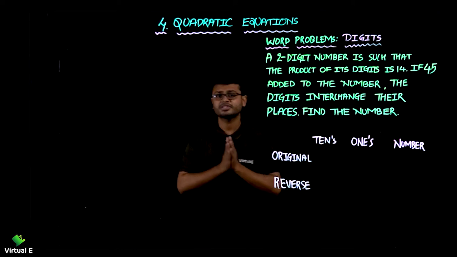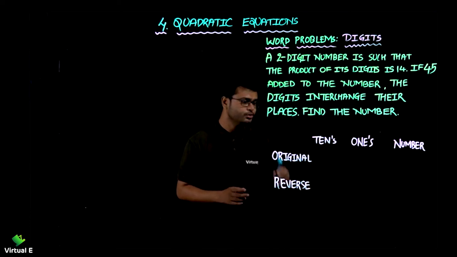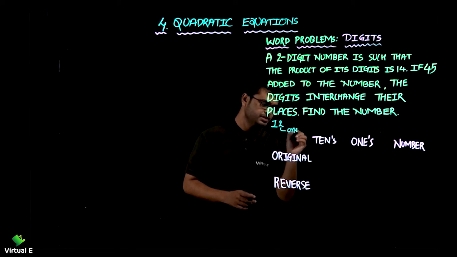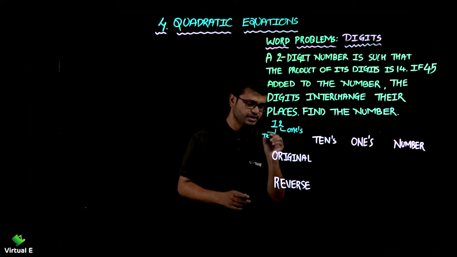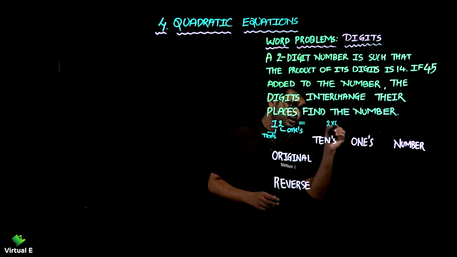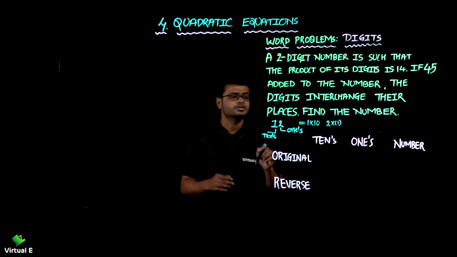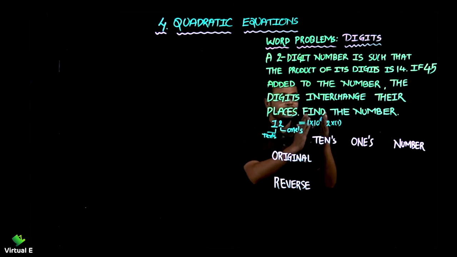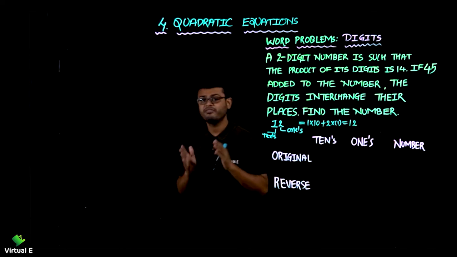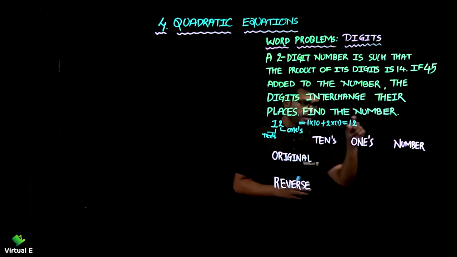Find the number. So first of all, let's start with the formation of a two-digit number. Let's say I'm taking the two-digit number as 12. So this is ones place, this is tens place. We know very well that ones place is multiplied with 1 and tens place is multiplied with 10. So 10 into 1 will give you 10, plus 2, that will give you 12. So this is how the number is formed. Now here it is given that the number is two-digit, so we are going in a proper way.